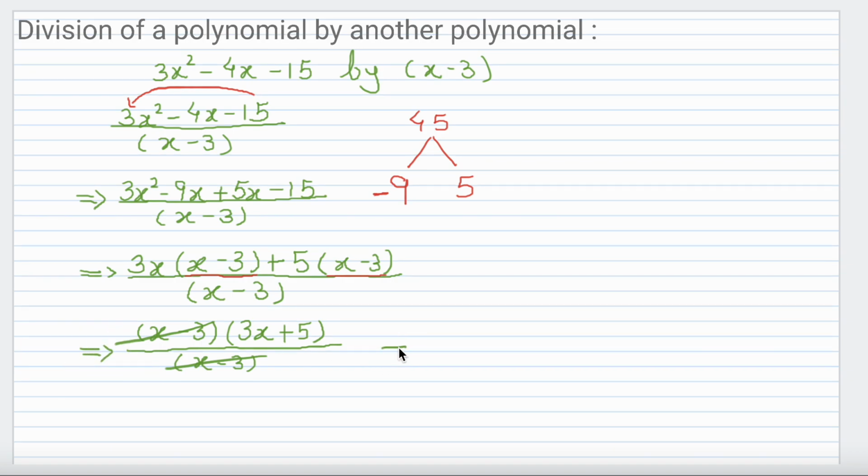Okay, so now what will you get? Your answer will be 3x plus 5. So our final answer is 3x plus 5. This is the method to divide a polynomial by another polynomial.